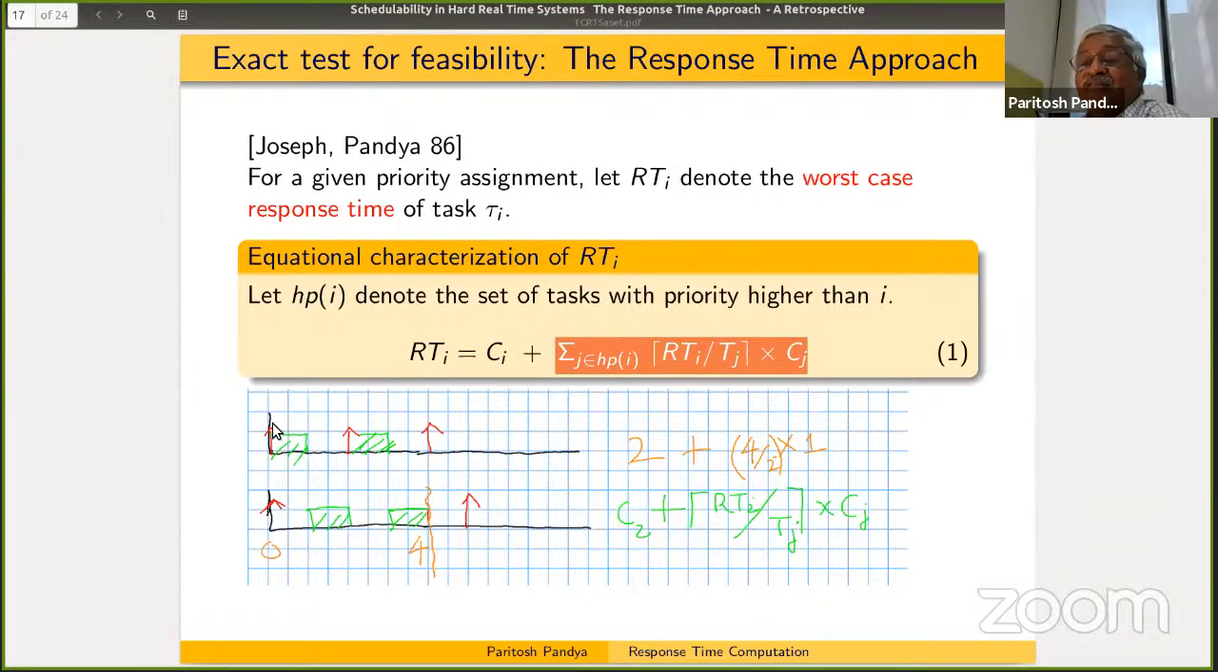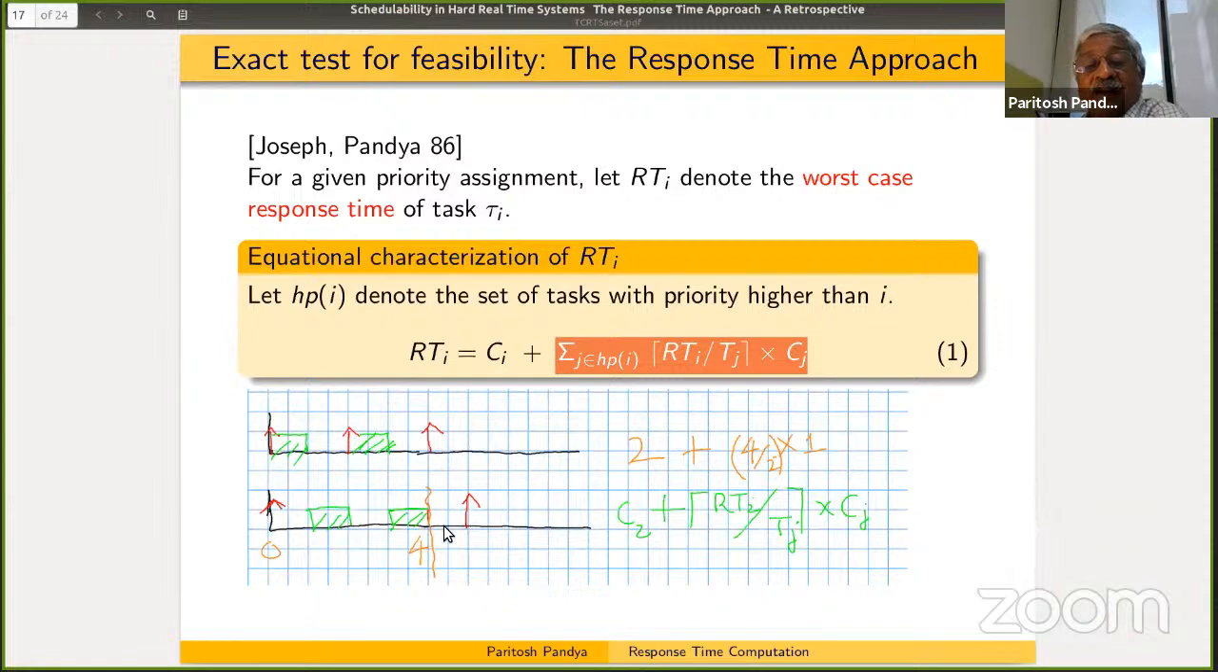Whenever the task arrives, it gets the CPU, it works for the load that it has, which is CI, and that is when it finishes. Nobody else can interrupt it. So its response time is CI. So this works for the highest priority task. But the situation is more interesting for the next task and further tasks.